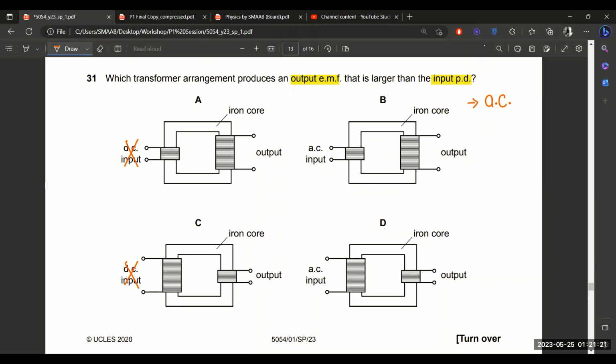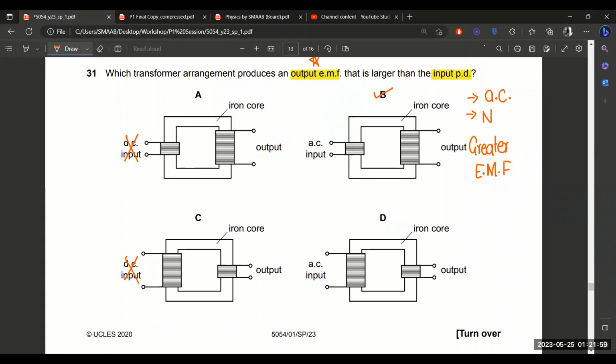The main theme of a transformer is that you need to work with AC. So first of all, you need to check AC and DC, then check the number of turns. Our second step is to check the number of turns. If you want a high output value, you need to increase the number of turns in the output. So B is the right choice, because in option B the number of turns in the secondary coil is greater than in the primary coil. We get a greater EMF in option B as compared to option D, because AC supply is connected in both B and D, but the number of turns in the output is greater in option B as compared to option D.